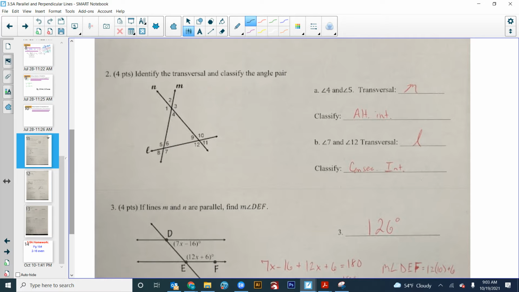On 2, you guys did really well. If you missed something, you just kind of wrote the wrong name there. Some of you put corresponding instead of consecutive interior. Some of you forgot the word interior. You have to put interior. They're called consecutive interior.